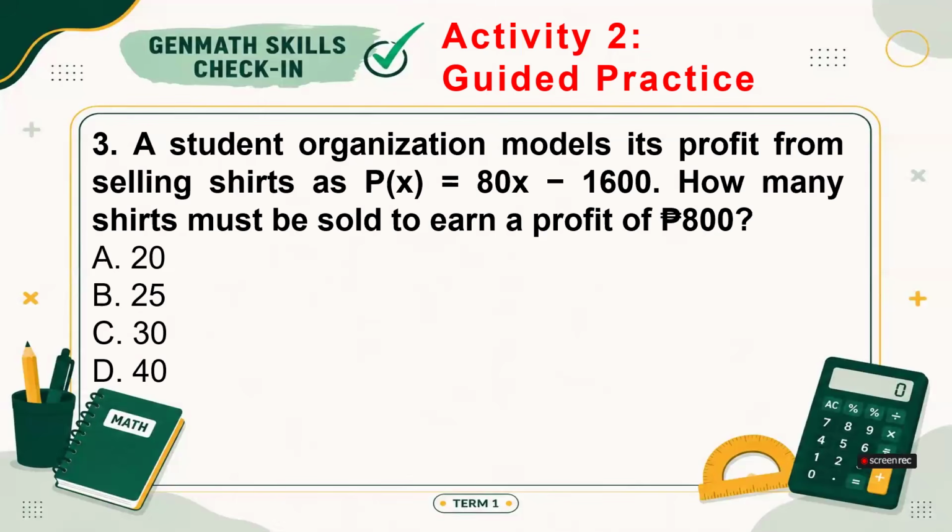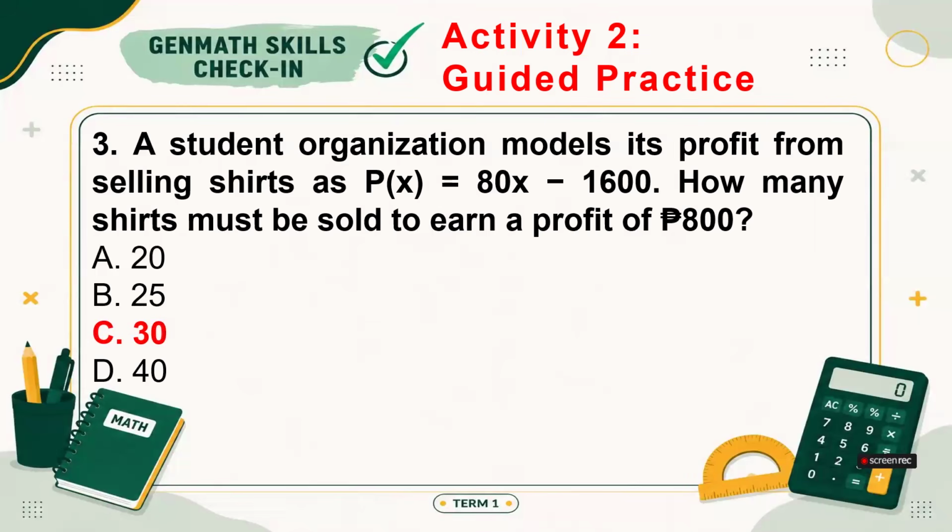I mean, you add 1,600. Then you divide by 80. Very good. The answer is x equals 30. Okay, so 30 shirts must be sold here. Okay, so that's the answer.